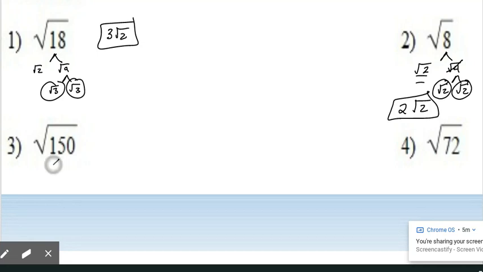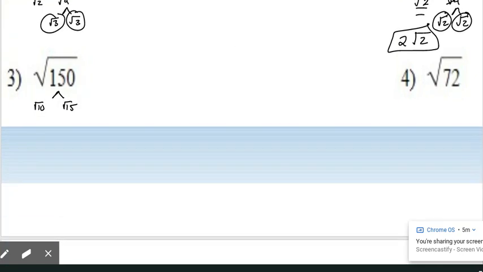150. It'd be square root of 10, square root of 15. This would be square root of 2 and square root of 5, so I don't need the 10 anymore. 15 is 3 and 5, so I don't need the 15 anymore. And there I found a pair. So I have a pair of 5s. So it'd be 5. Now this one's a little different because you have 2 things left over. So I'd go ahead and remultiply those. 2 times 3 is 6.